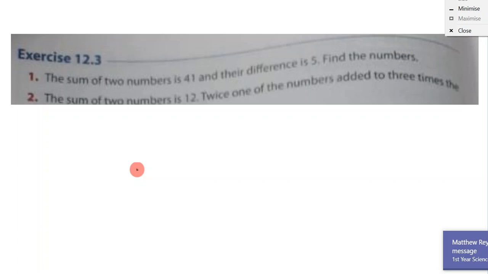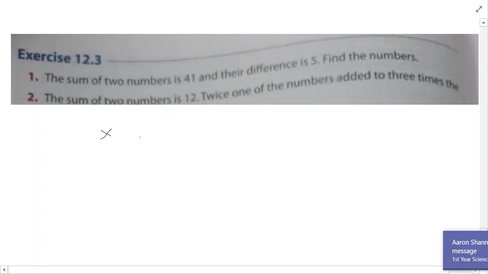Now the best thing to do is let the two numbers, let one of them be x and the other one be y. If we think about the first equation, it's going to be the sum. Sum means that when you add the two of them together it is equal to 41. So x plus y is equal to 41. That's the sum of the two numbers. So that's our first expression.